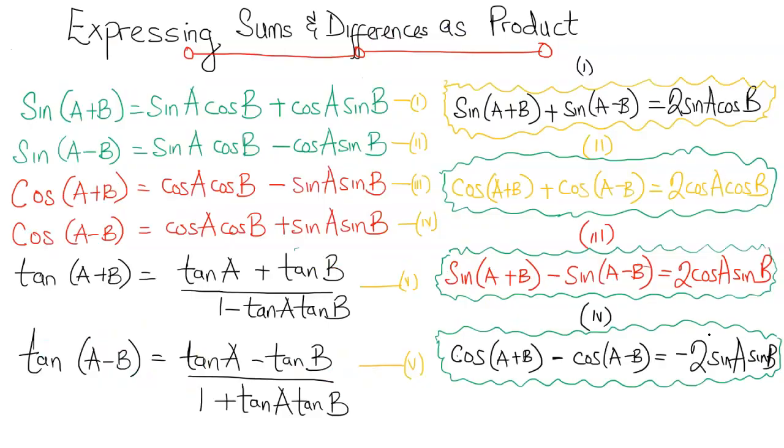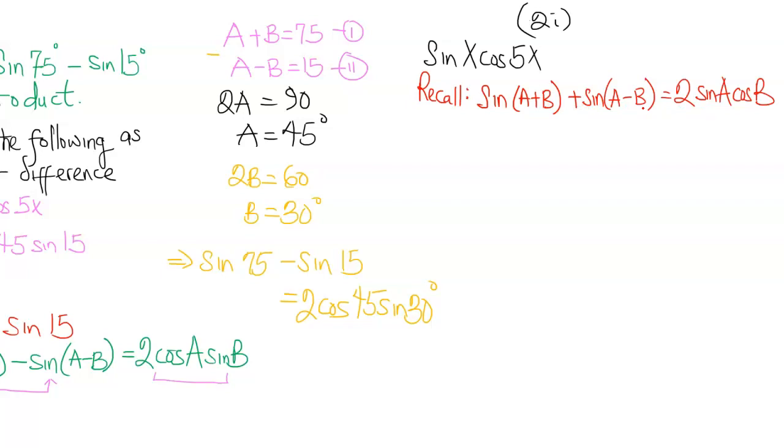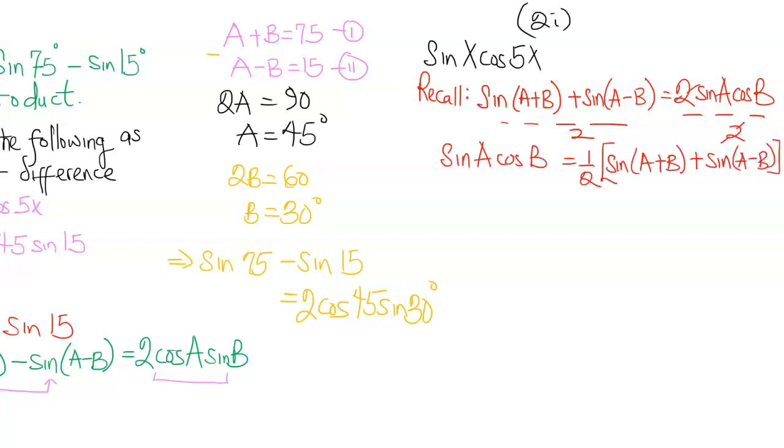Now we are going to be focusing on the right side. Wherever we've got a sine and a cos, it's obvious that it's the first one. Sine A plus B plus sine A minus B is equal to 2 sine A cos B. So I'm going to reproduce this formula. Now if I divide both sides of this equation by 2, I would have, now I've got sine x cos 5x. So comparing sine x cos 5x with sine A cos B, it's obvious that A is x and B is 5x.